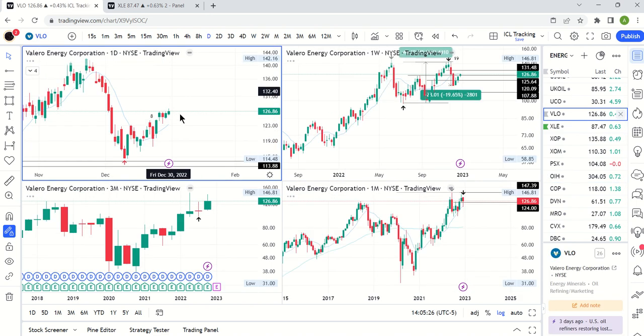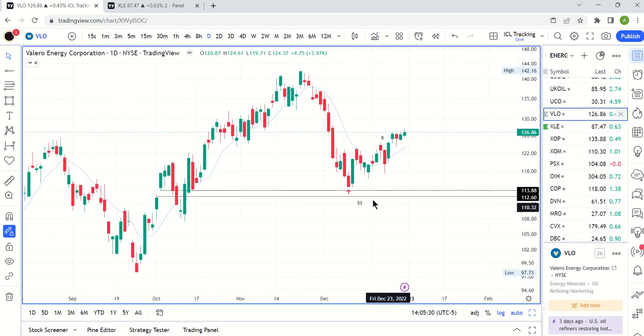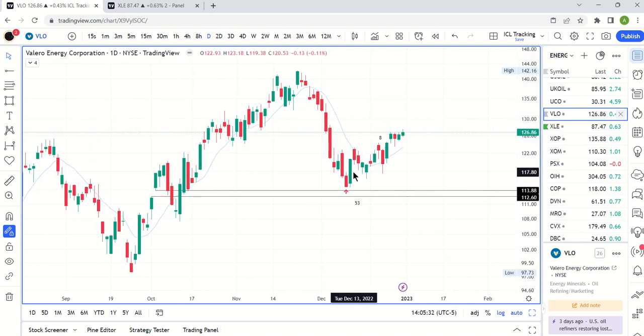Let's look at VLO. I like this one. It's got a bit of a different. And when I comment on fundamentals, just know it's always anecdotal. This is a price action focused channel, so don't expect fundamentals. So that's 1, 2, 3, 4, 5, 6.